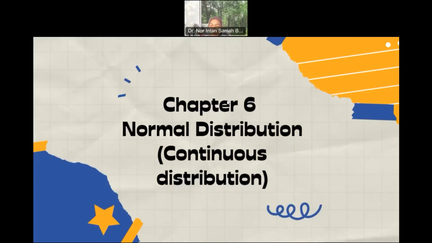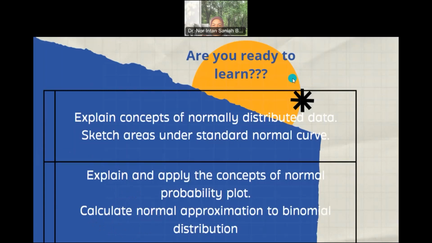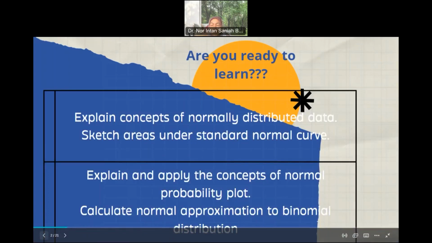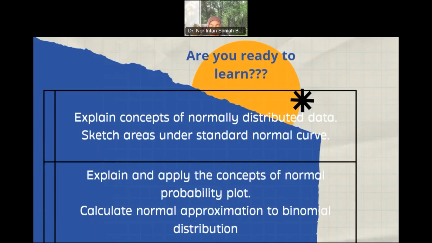As I promised last week, today we will go through the last chapter. It's about the normal distribution, or in another way, continuous distribution. For this last part, I will explain the concepts of normally distributed data, how to sketch areas under the standard normal curve, explain and apply the concepts of the normal probability plot, and finally calculate the normal approximation to the binomial distribution.